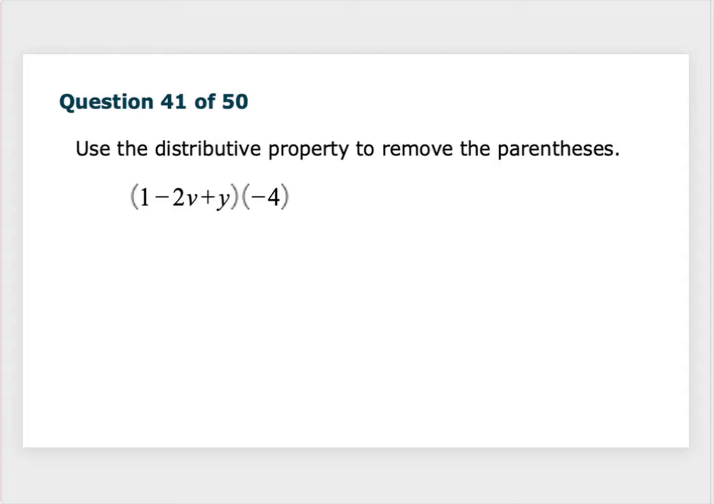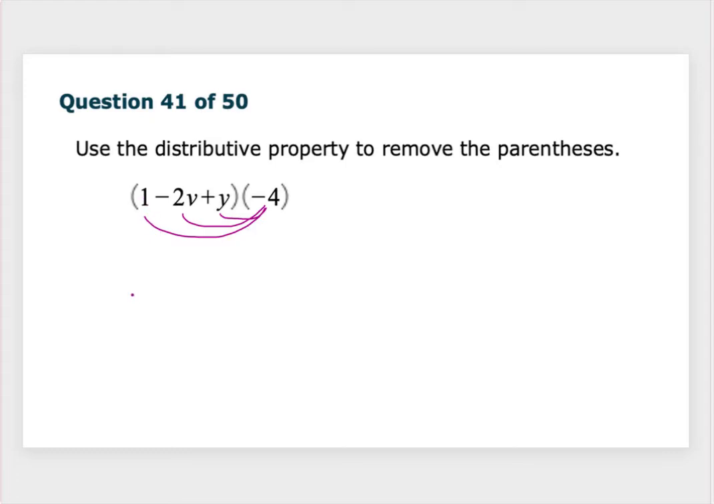Number 41. Use the distributive property to remove the parentheses. Now, very often when we use the distributive property, we have the -4 over here instead of back there. It really does not matter at all. We can distribute either way. So we're going to multiply that just like we would if the -4 is in the front. It makes no difference. If you feel more comfortable, though, you can change it around to the front and erase it from back here, whatever makes you happy.